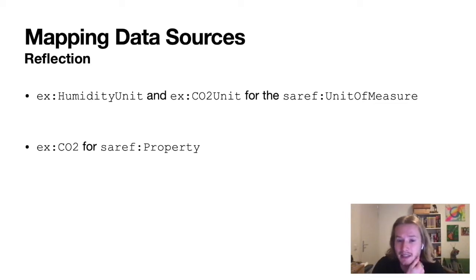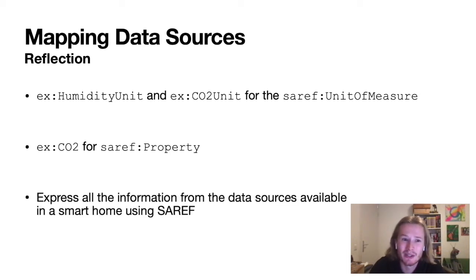humidity and the CO2, because those didn't have a unit of measure available in the SAREF Ontology, but those were easily added, which is one of the main points of the SAREF Ontology, that it can be all-encompassing, that it has room for these additions to be made. Same goes for the CO2 data source that needed an extra SAREF property. Returning to the initial goal of this implementation, expressing all the information of the data sources available in a smart home using SAREF, this was possible with the exception of the mentioned cases which were remedied.